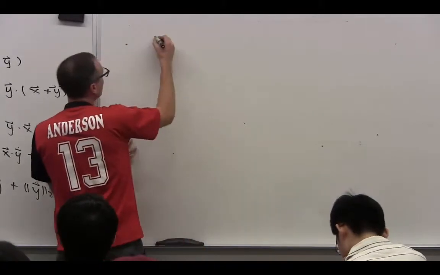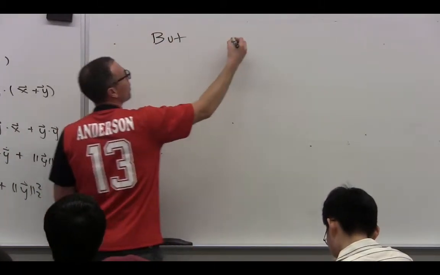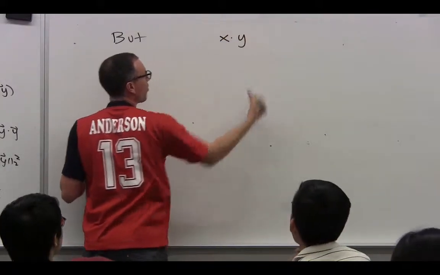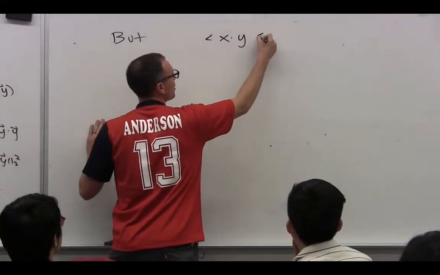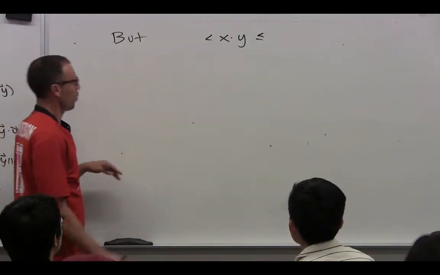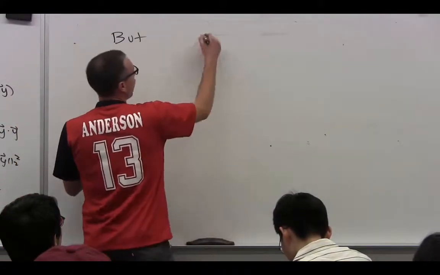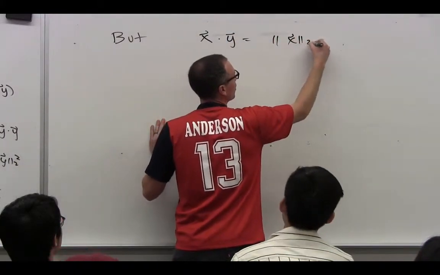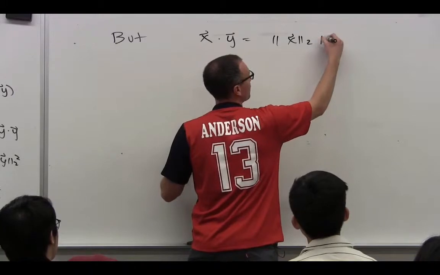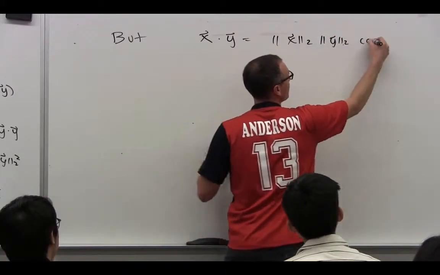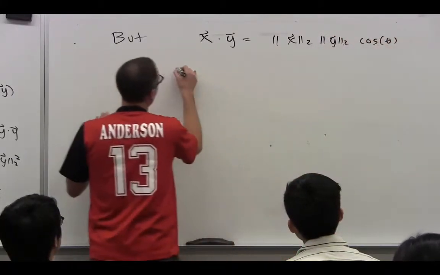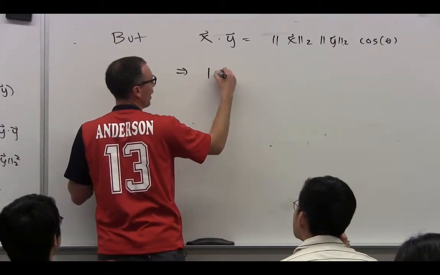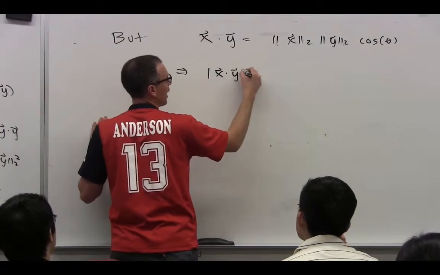But if I take the inner product of x and y, what's the smallest? Well, let's do this for a second. What do I know about x inner product y? What's that equal to? 2 norm of x times the 2 norm of y times the cosine of theta, which says what about the absolute value of this scalar?